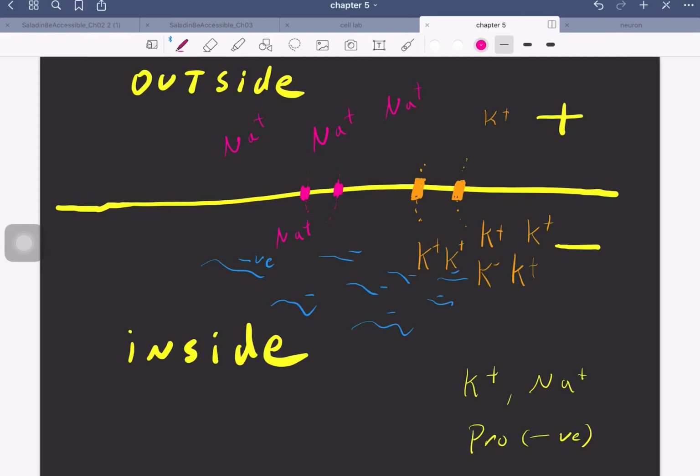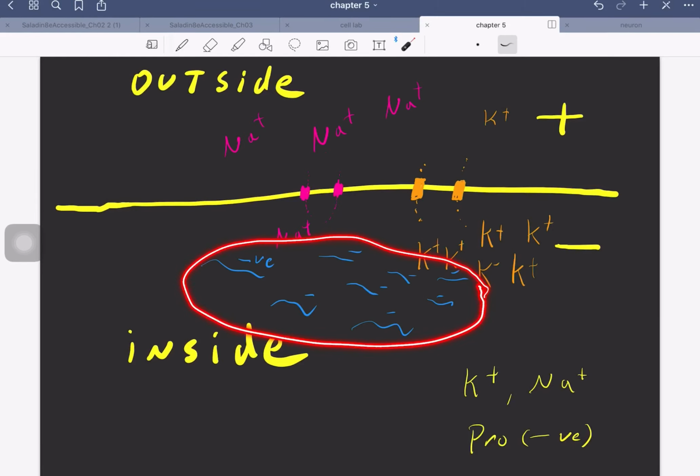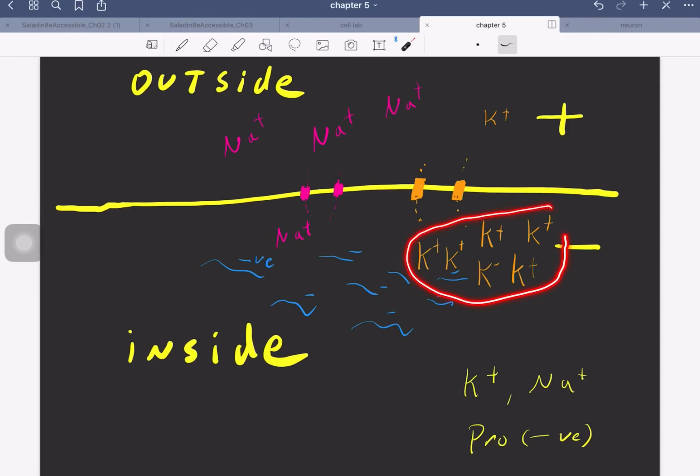Because I've set up this model where I have a huge influence by these large organic molecules, which are contributing to the negative, I have a whole bunch of potassium in here. There's more potassium in the intracellular fluid versus the extracellular. And to give you an idea, it's about 40 times greater concentration of potassium inside than outside.